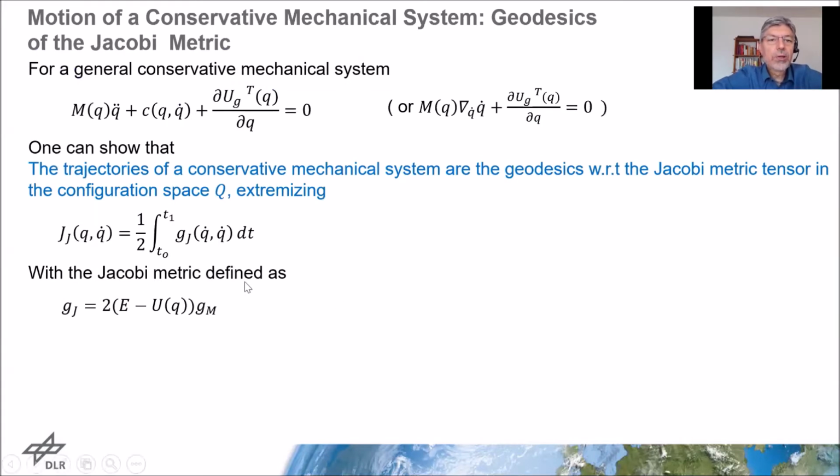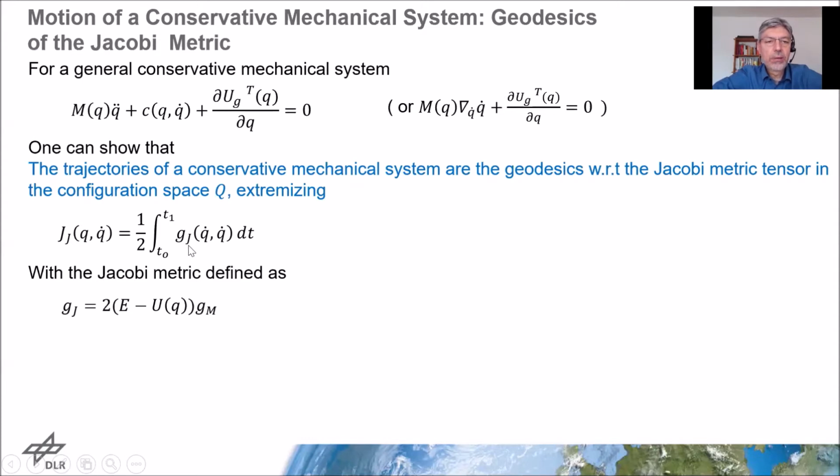Well, what is the situation if we add a potential field? So if we have a conservative dynamical system described by inertias and by a potential field in the notation we said before, actually one can show that in this case, the trajectories of a conservative mechanical system are again geodesics, but now with respect to another metric, which is the Jacobi metric tensor in the configuration space.